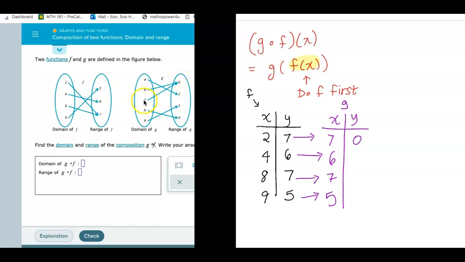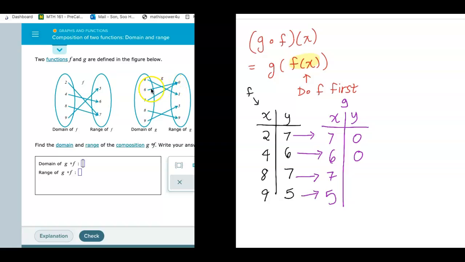I'm almost done. And next one. 6 is going to 0. 7 is going to 0. Everybody's going to 0. And lastly, 5. Oh, look at that. 4, 6, 7, 8, 9. They don't have 5 listed. So guess what? I'm going to go ahead and cross that out.